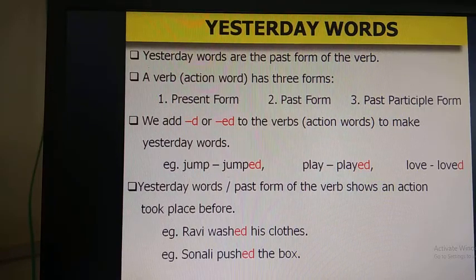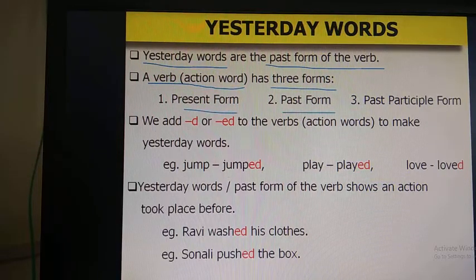Yesterday words are the past form of the verb. What is the past form? I'll tell you. A verb or an action word has three forms. First present form, past form, and past participle form. And we are talking about past form. Past form or yesterday words means an action which is already over.